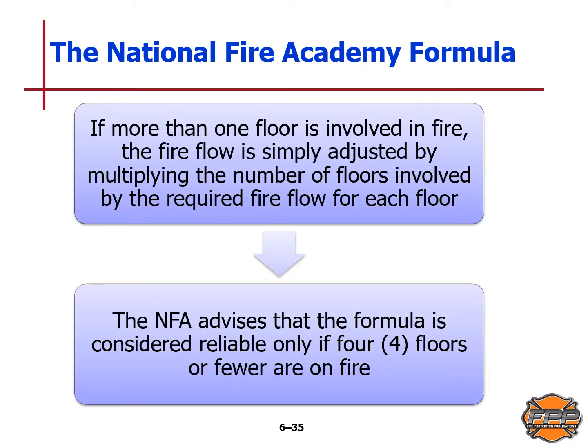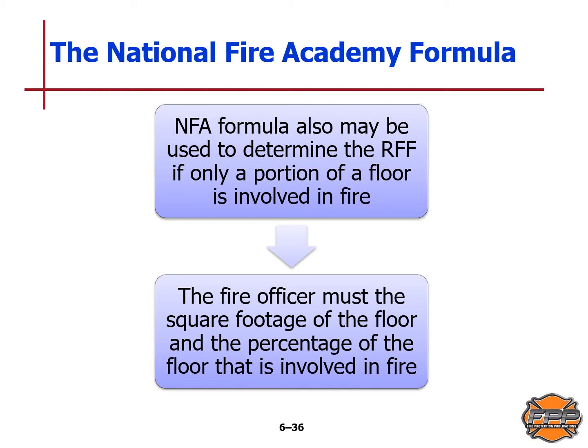If more than one floor is involved in a fire, the fire flow is simply adjusted by multiplying the number of floors involved by the required fire flow for each floor. The NFA advises that the formula is considered reliable if only 4 floors or fewer are on fire. So if you've got something that's 10 stories high that's fully involved, this formula doesn't apply. The NFA formula also may be used to determine the RFF if only a portion of a floor is involved in a fire. The fire officer must use the square footage of the floor and the percentage of the floor that is involved in the fire.